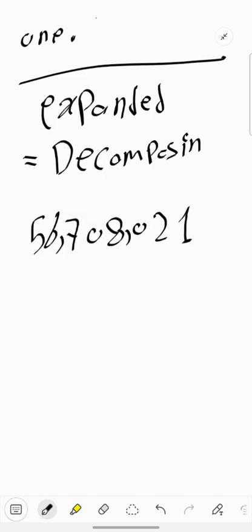Now we have 56,708,021, and we need to write it in expanded form, or find how to decompose this number. We have the number in the standard form, and we need to make it in the expanded form or the decomposing form. Okay, so how to make it?